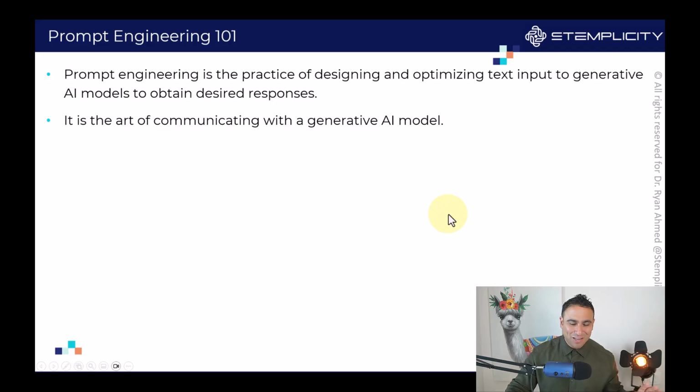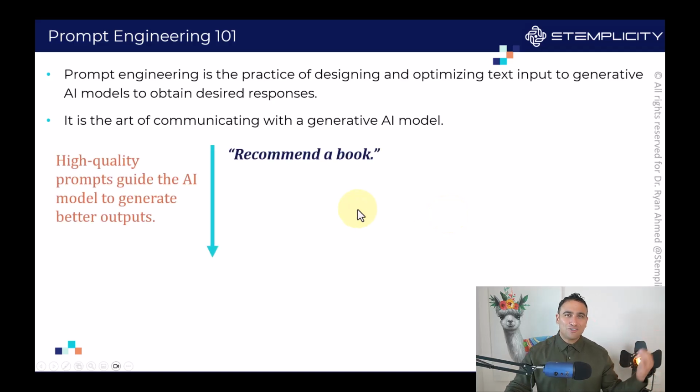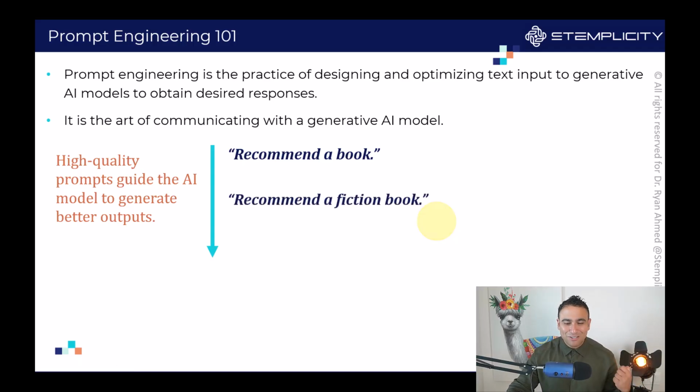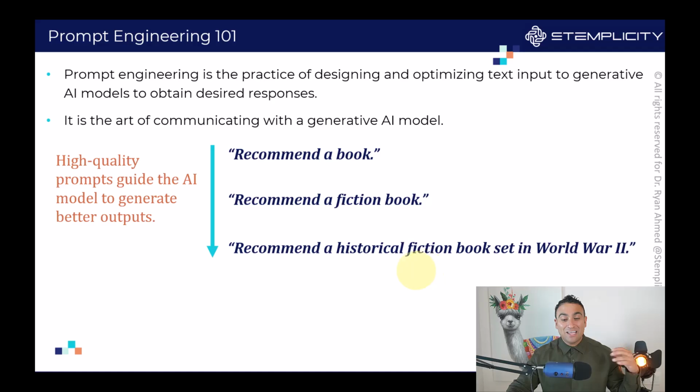Let me show you a simple example. You can talk to ChatGPT 5 and say, well, I want you to recommend a book for me, but now ChatGPT doesn't fully understand your intent. But what you could do slightly better, you can say, well, recommend a fiction book. So that's actually a slightly better prompt. And of course, you can mention, recommend a historical fiction book set in World War II. And now the AI is going to know exactly what you want. So the output will be more robust and more catered to your needs.